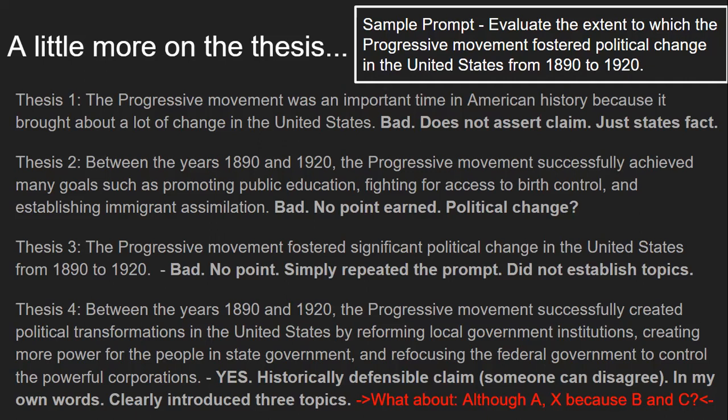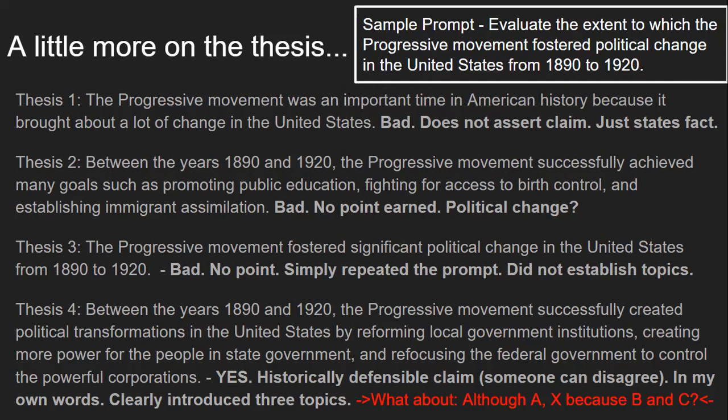Now, if the question had been evaluate the extent to which the progressive movement fostered cultural change or societal change or social change, then yeah, maybe public education, birth control, and immigrant assimilation would make sense. But none of those things have to do with politics.